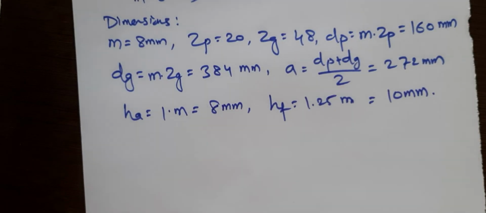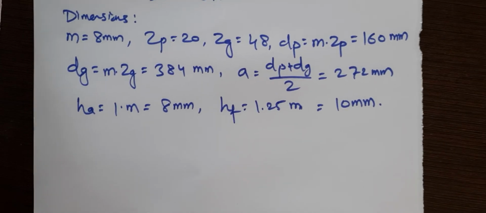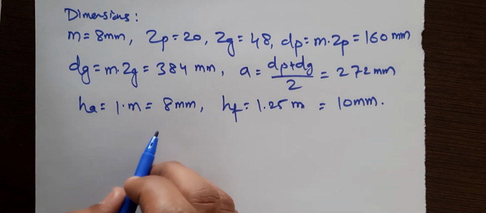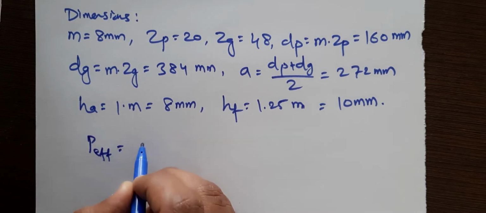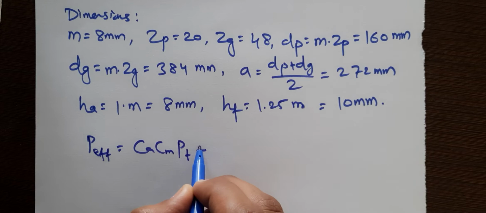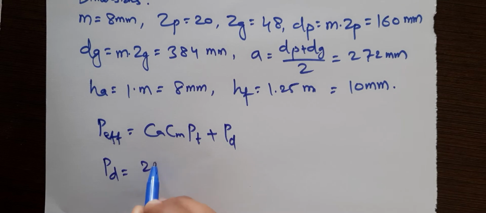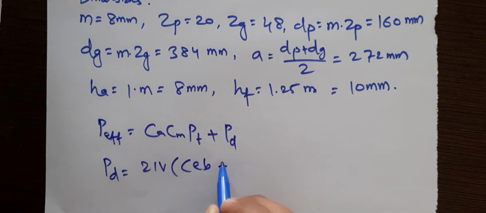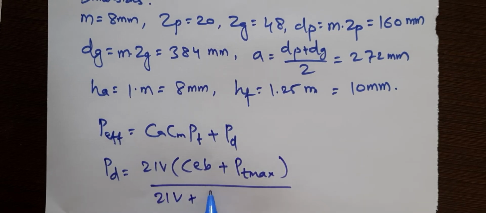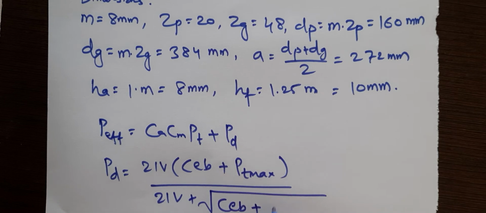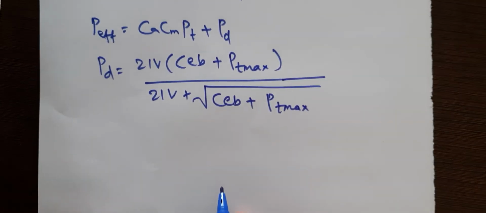Now we have to check again whether these dimensions are okay or not. For safety of the gear pair, again we need to calculate P effective. For P effective we need CA, CM, PT plus PD. So we need PD. PD is 21V (C e plus PT max) divided by 21V plus under root of (C e plus PT max). So this is the formula of PD.